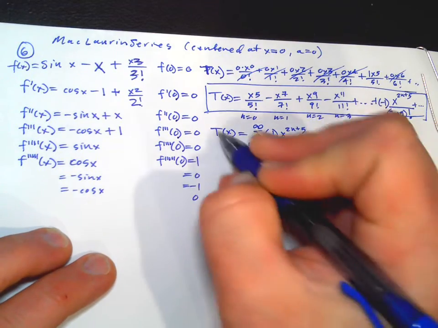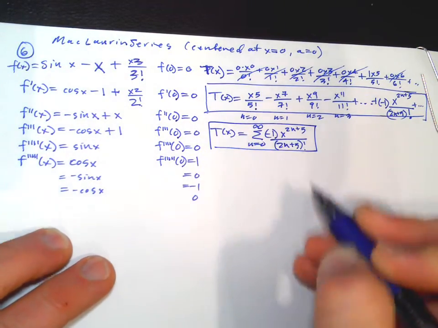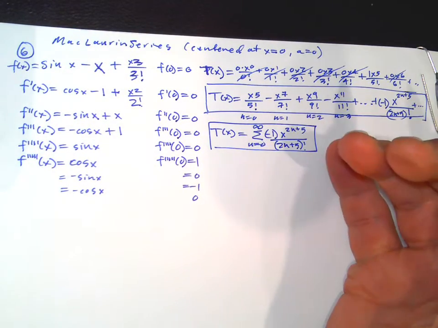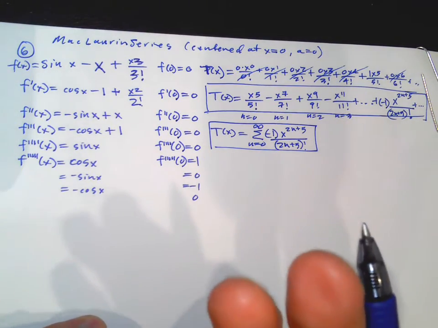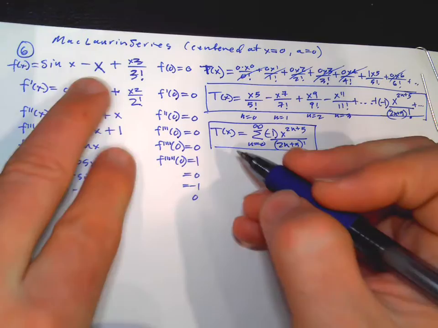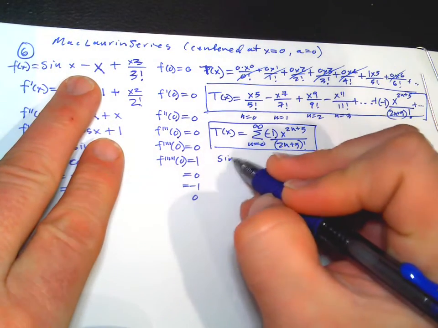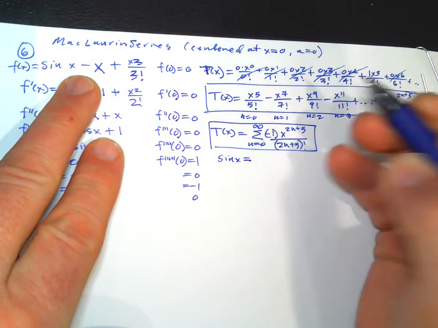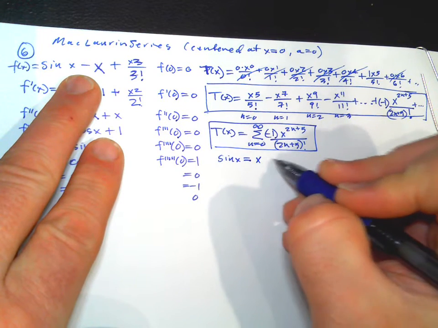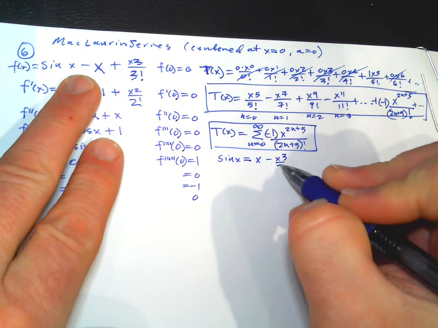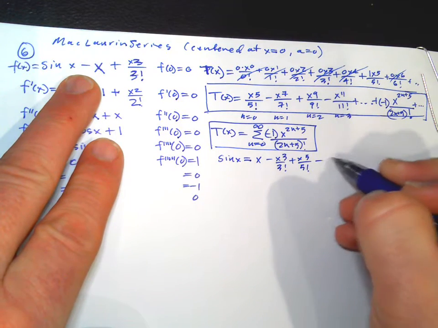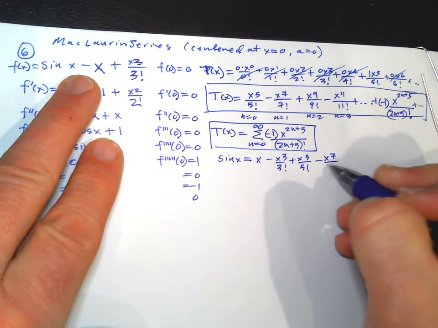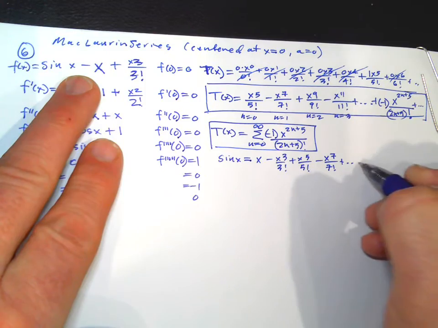Now what I want to try is to see if we can get it without doing all this work, because these are Maclaurin series and we've memorized some of them. So let's try it the other way. The sine x series on its own, which we've memorized, is x minus x cubed over 3 factorial plus x to the fifth over 5 factorial minus x to the seventh over 7 factorial and on, right?